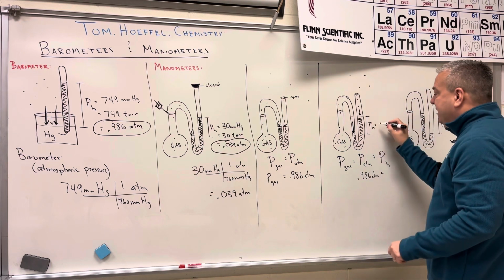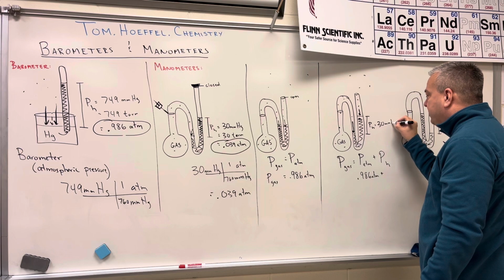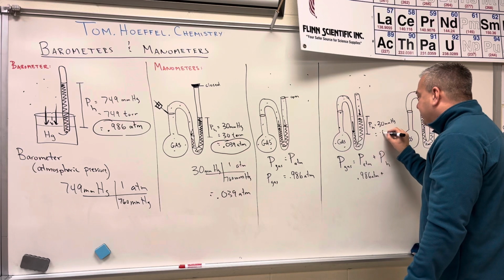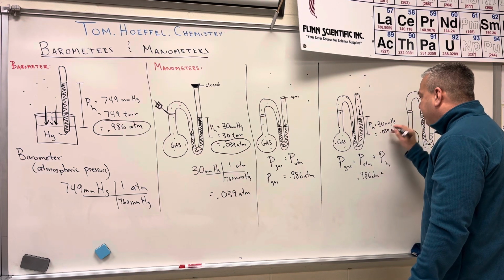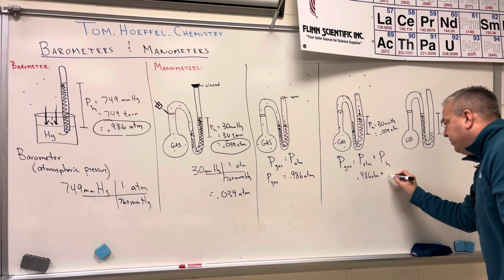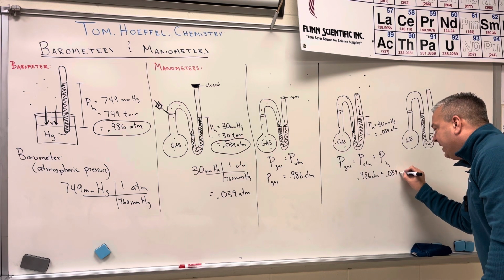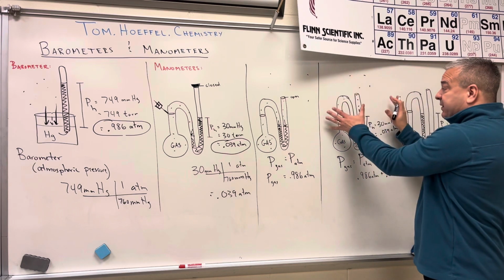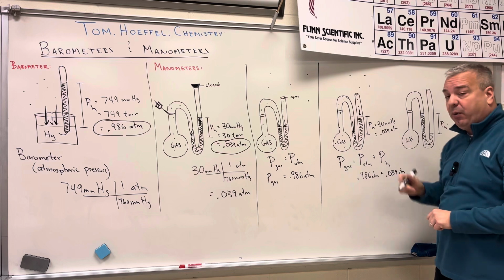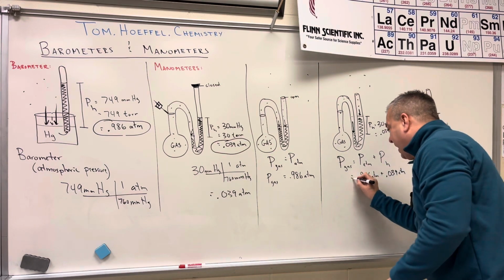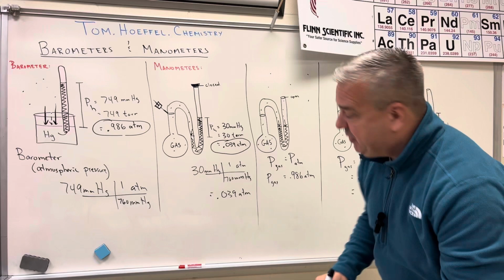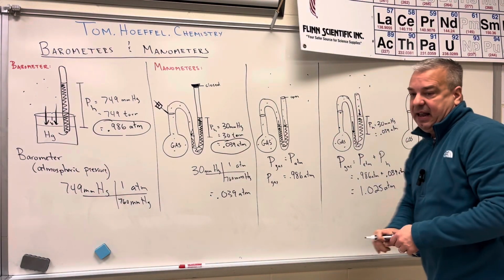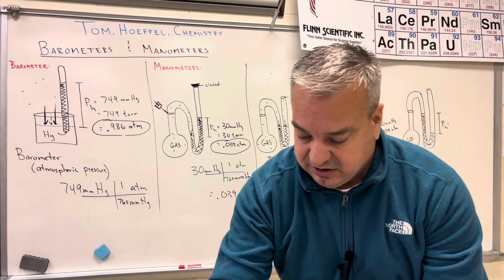If this height difference came out to 30 millimeters of mercury, remember, 30 millimeters of mercury is equal to 0.039 atm. We would just put that in here, 0.039 atm. So this gas pressure would be equal to the atmospheric pressure plus this extra 0.039 atm. If you add those two numbers together, you get a pressure of 1.025 atm.